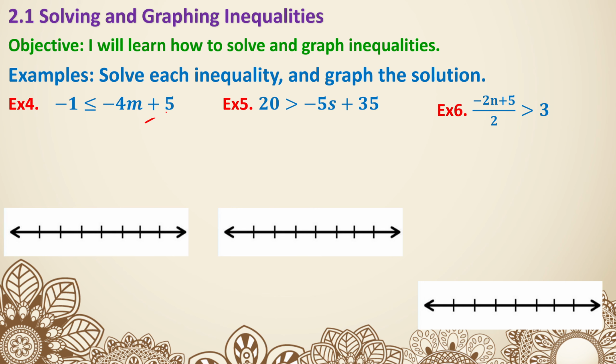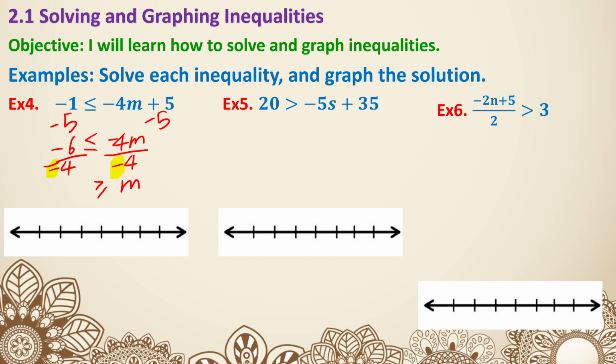Number 4, subtract 5 on both sides. That's going to give us negative 6 is less than or equal to negative 4m. Then we're going to divide both sides by the negative 4. And since I am dividing by a negative number, that means I need to flip the sign.